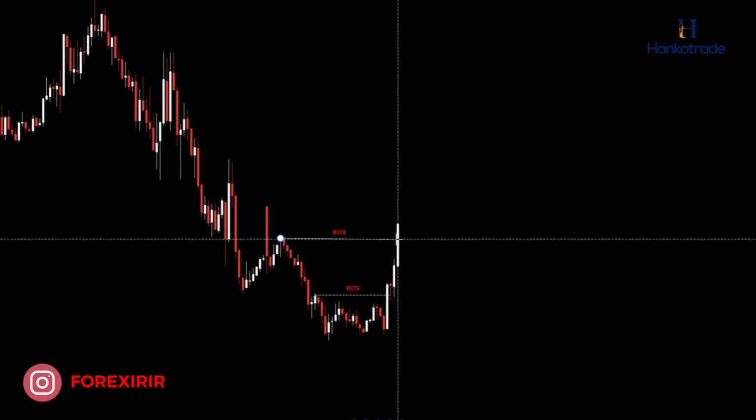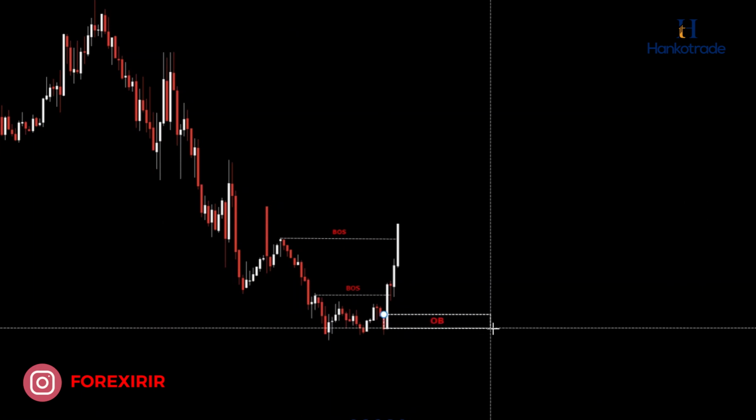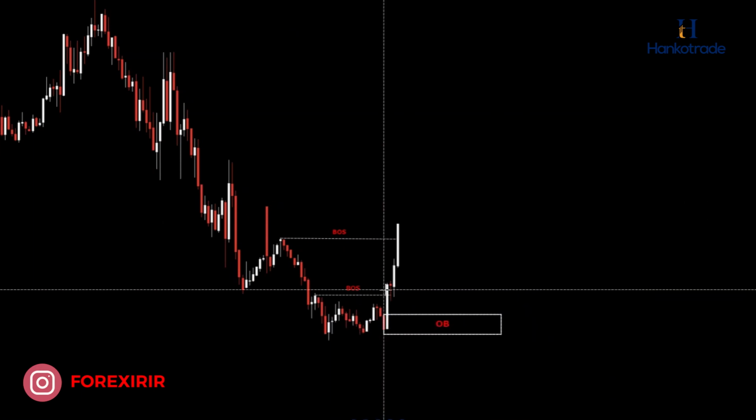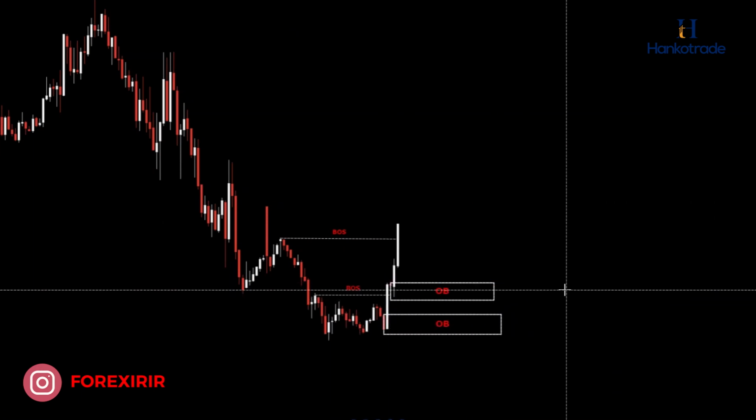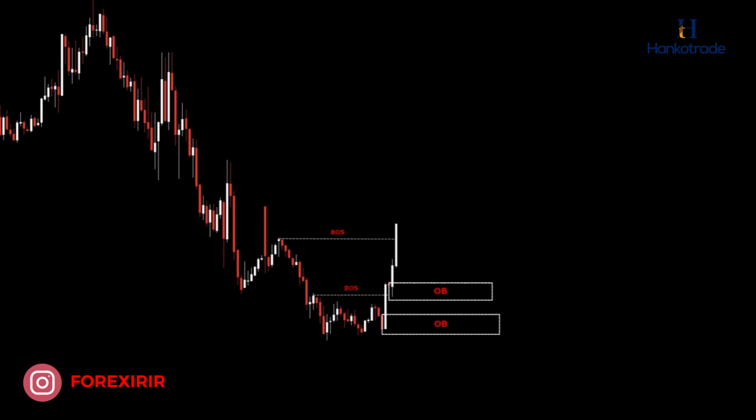The rules for this trading setup are simple. 1. Identify a valid order block. 2. Place your order at the beginning of the order block zone. 3. Set your stop loss at the end of the order block. 4. Target profits that are 2 times the range of your stop loss.